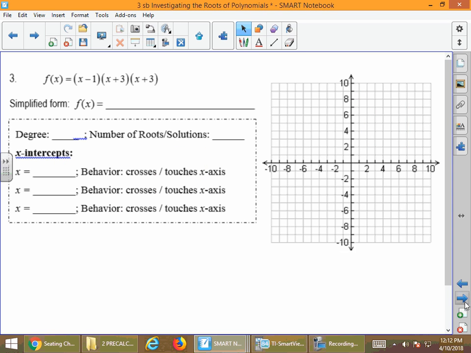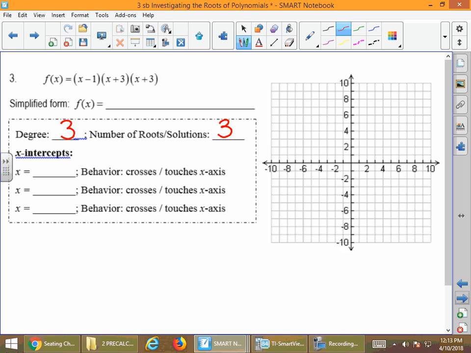Problem number 3. Our degree, well, we have an x to the first in our first parentheses, an x to the first in our second parentheses, and an x to the first in our third parentheses. It actually ends up that our degree is 3. And if you remember from yesterday, whatever the degree of the function is determines how many roots we're going to have. So since we have degree 3, we're going to have 3 solutions, 3 roots, 3 x-intercepts.